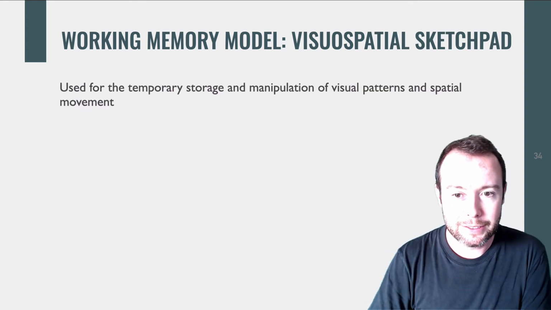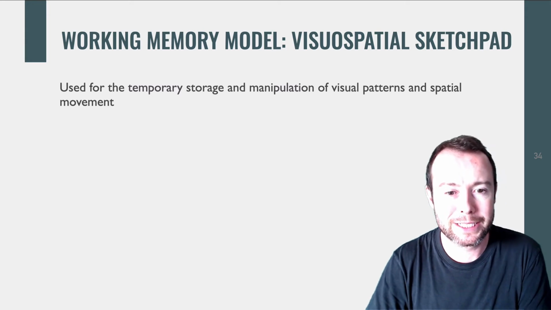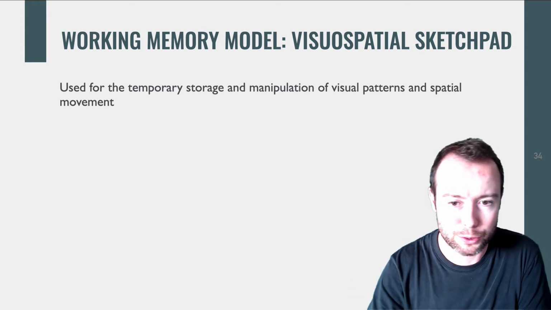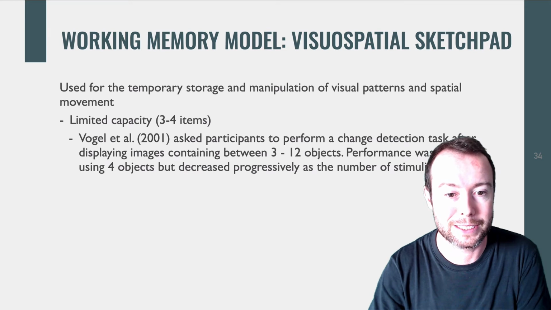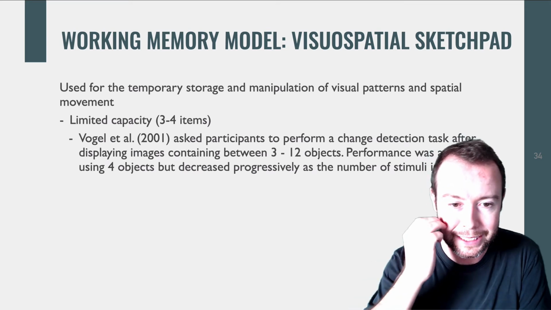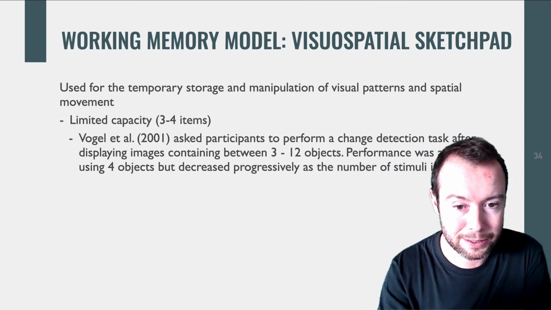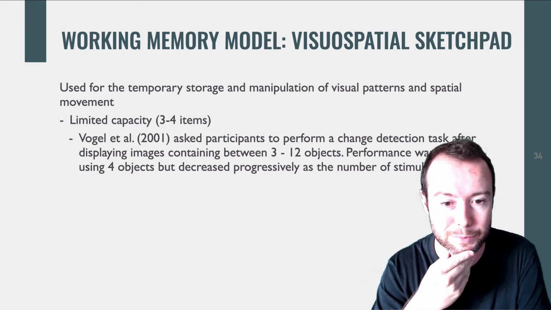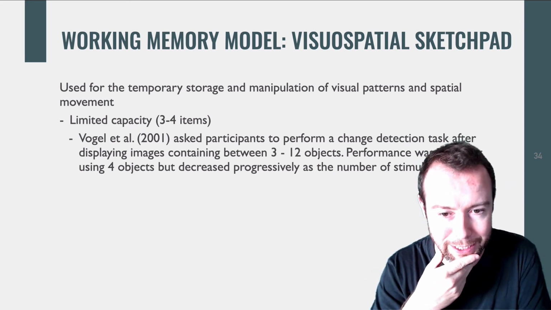We've also got the visuospatial sketchpad. So this is used for the temporary storage and manipulation of visual patterns and spatial movement. It's got a really limited capacity, so there's only about 3 to 4 items that we can store there at any one time.